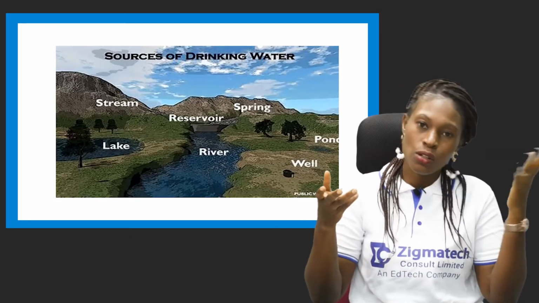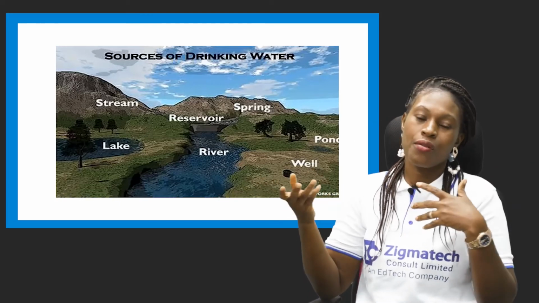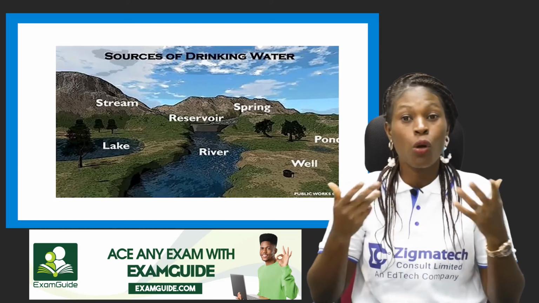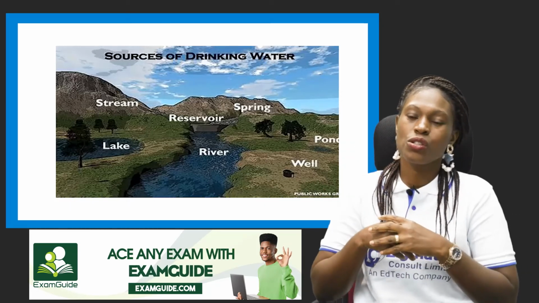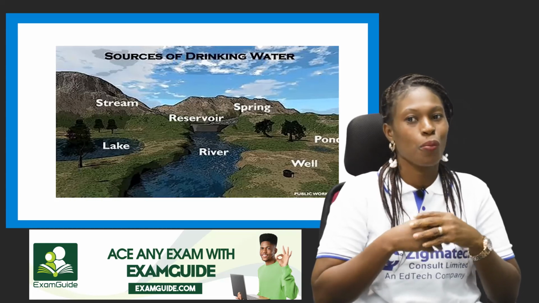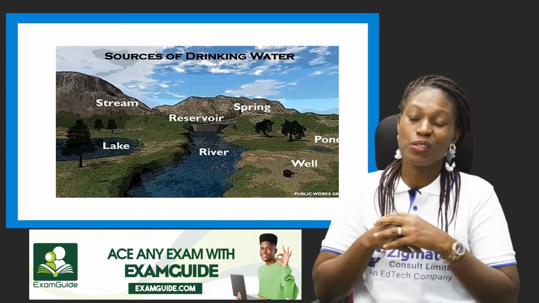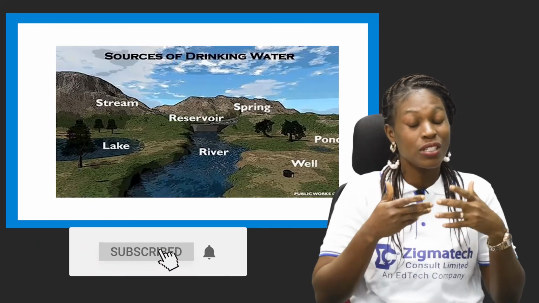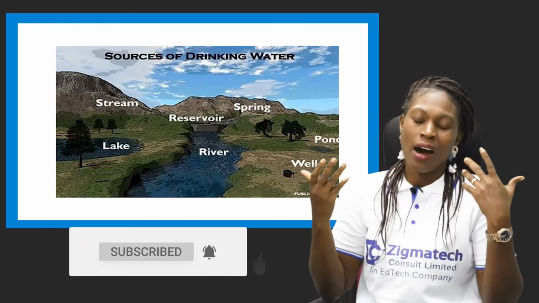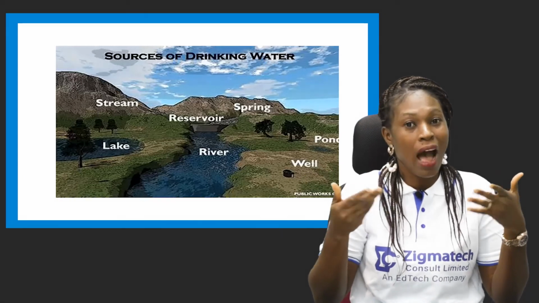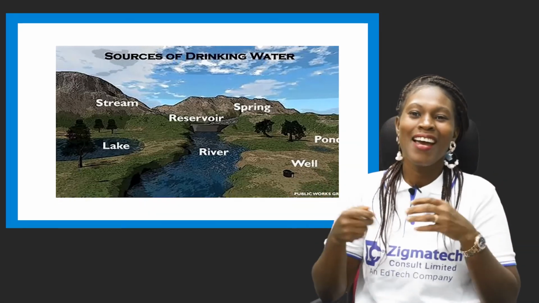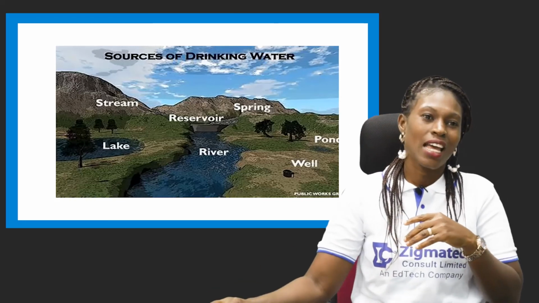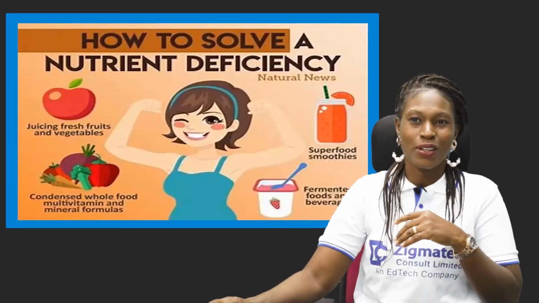People that are in the rural area, as well as the urban area too. You find sources of drinking water from streams, lakes, reservoirs, springs, rivers, ponds, and wells. Today we have artificial ways we can get water from our boreholes, okay? So all of these are sources of drinking water, which is very important for us.